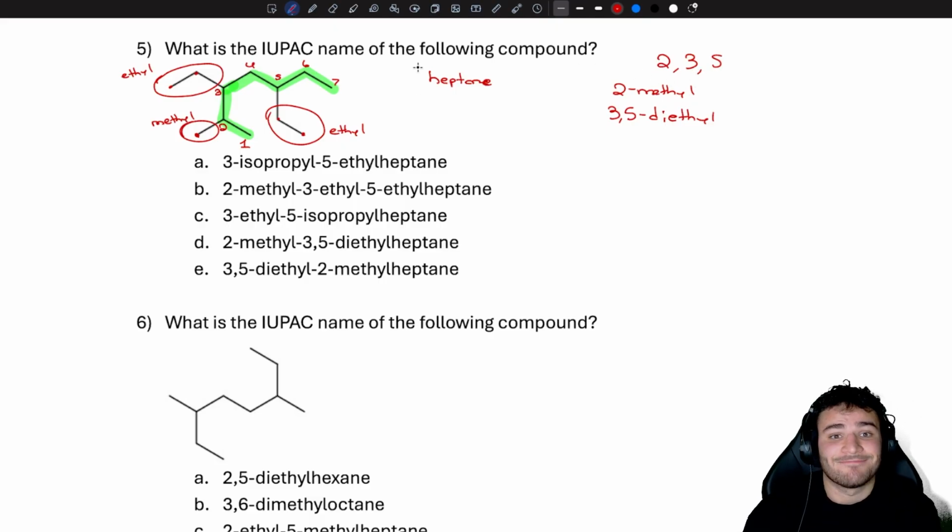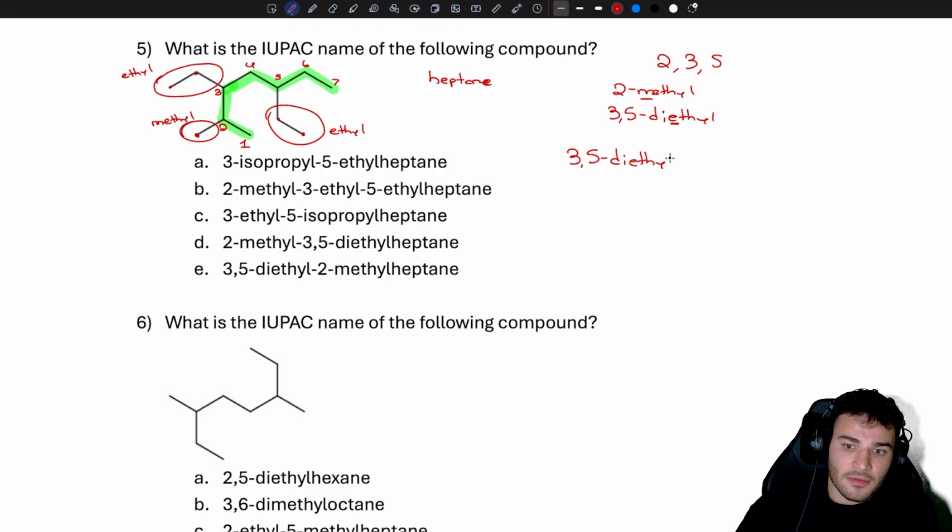We also have our parent name. Let's put it all together. Remember that one of the most common mistakes is students just put this in form of number, right? Okay, 2 comes before 3 and 5, so I'll put that in the name first. That's a mistake. We actually put it in terms of alphabetical order, disregarding prefixes. And so if you think that di is a prefix, which it is, and you use E and M, E comes before M, and so your name should be 3,5-diethyl-2-methylheptane.